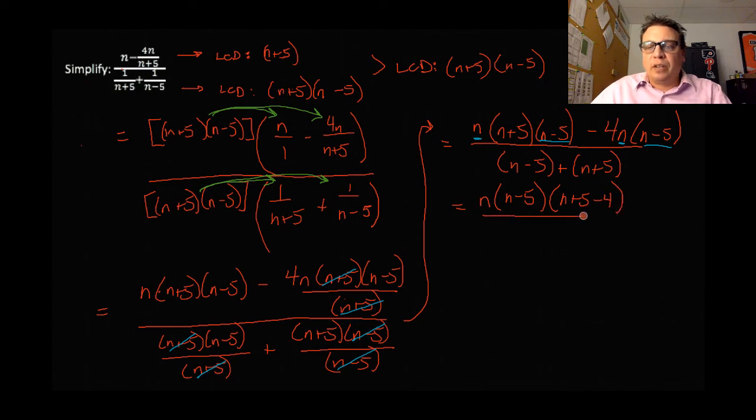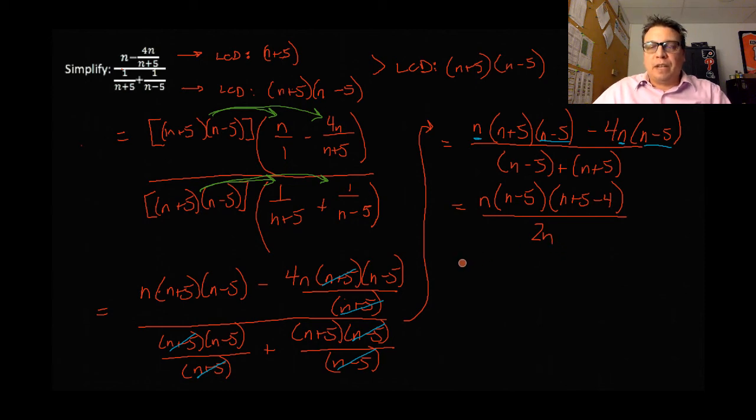Now let's take a look at our denominator. I have an n plus n, so that's going to give me 2n. I have a negative 5 and a positive 5. So those will add out to give me 0. So that means the only thing I have left in the denominator is 2n.